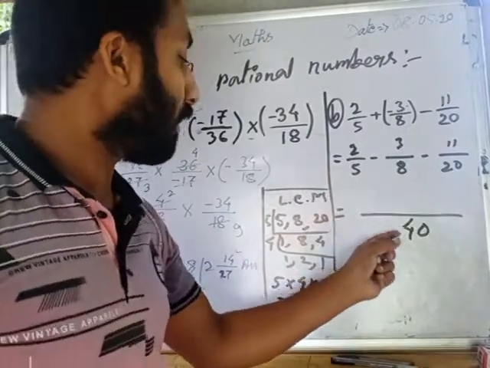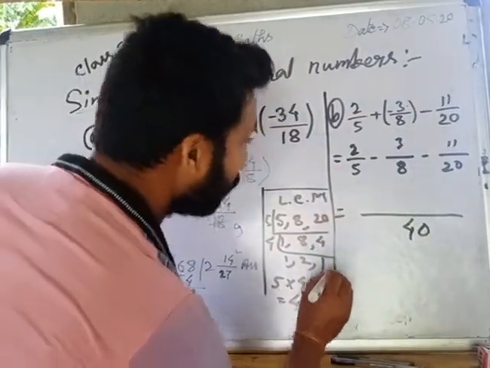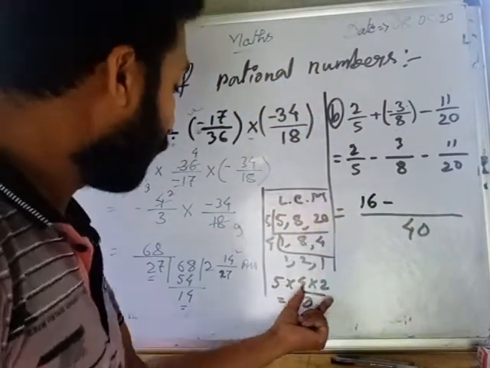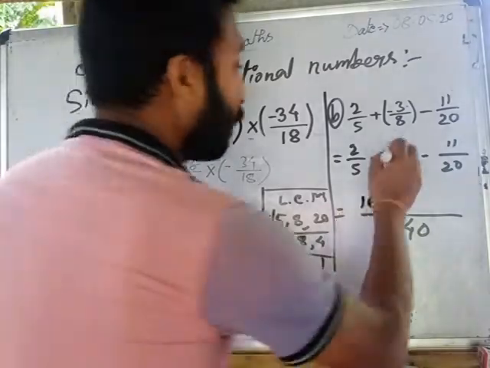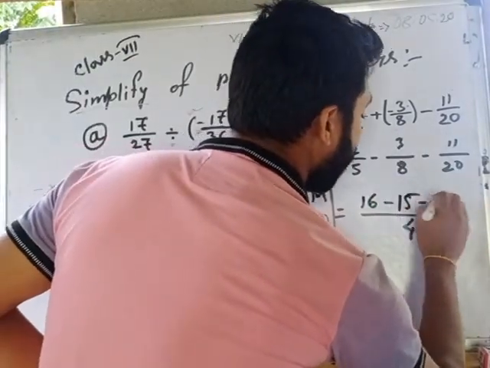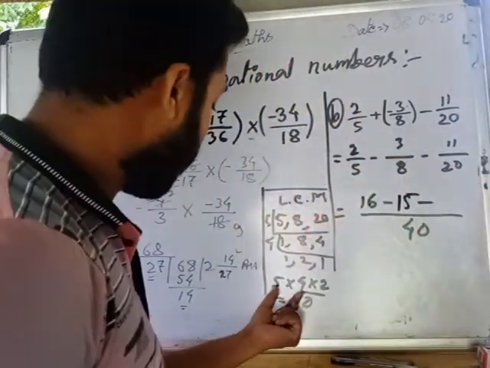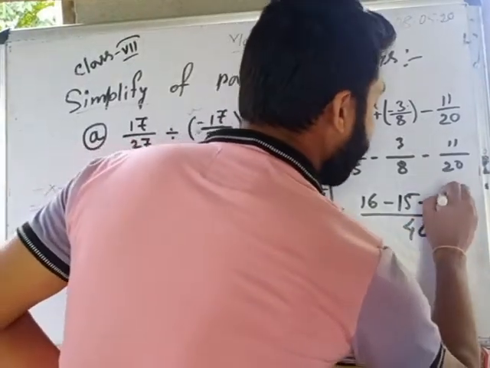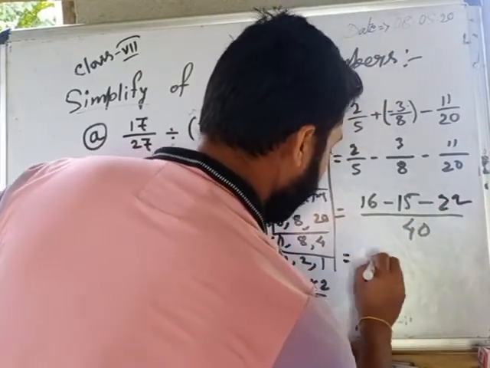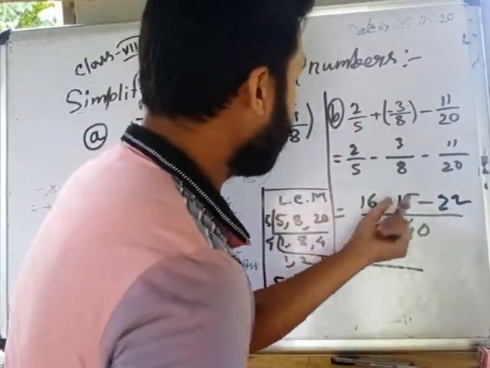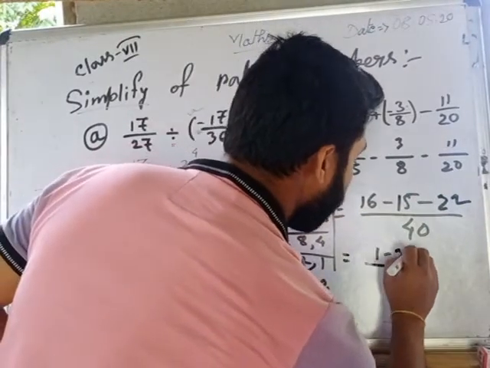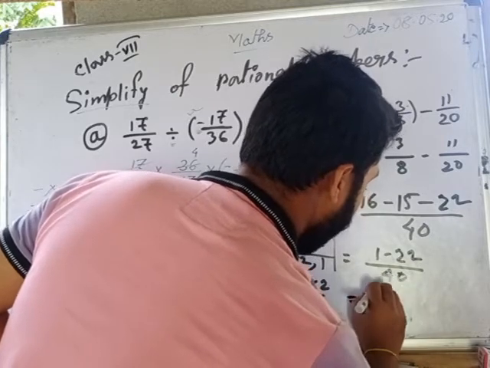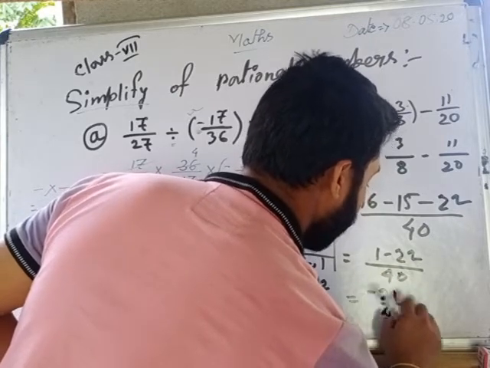If 5 divided into 40, here is 5, that means 8 left. So we should multiply 8 with 2, that is 16. Minus 8 here, 4 2s are 8, that means 5 left. So 5 3s are 15. That is 20. 5 4s are 20, that means 2 left on that time. 2 multiply with 11, that is 22. 16 minus 15, that is 1, minus 22 by 40. That is 21, minus 21 by 40. This one is the answer.